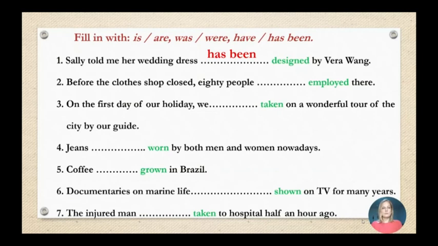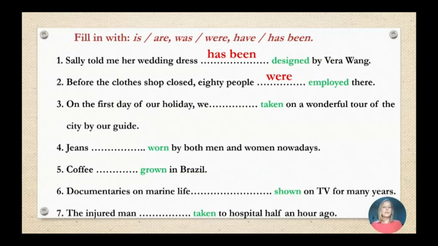Let's see the second one. Before the clothes shop closed, 80 people employed there. So we have this first part of the sentence, before the clothes shop closed. And this tells us when the action happened. So when we know when it happened, we use past simple. That's right. 80 people. So we have to use were. That's right. Before the clothes shop closed, 80 people were employed there.